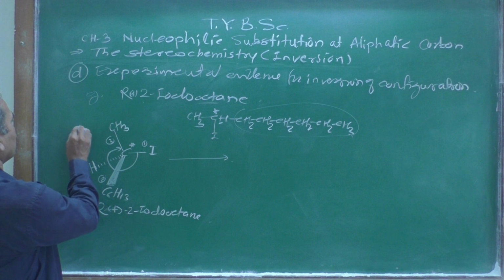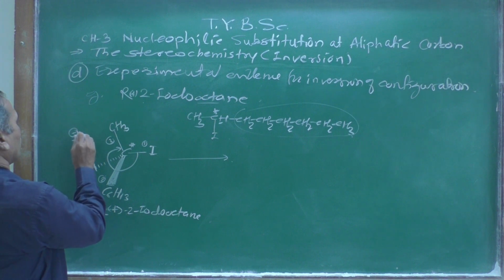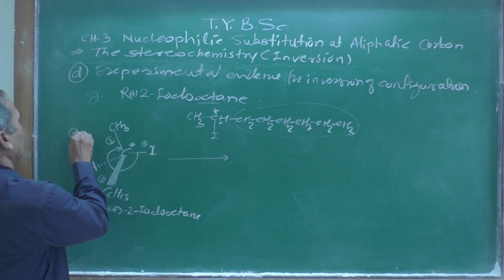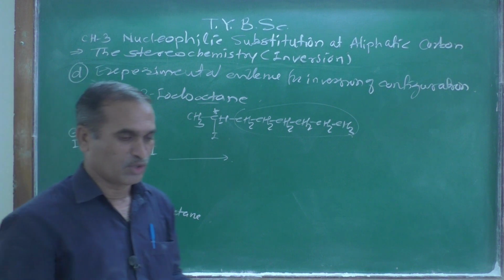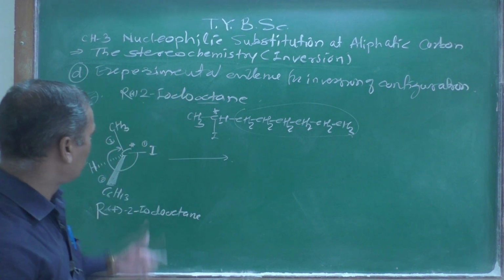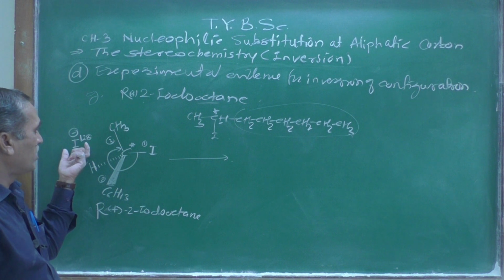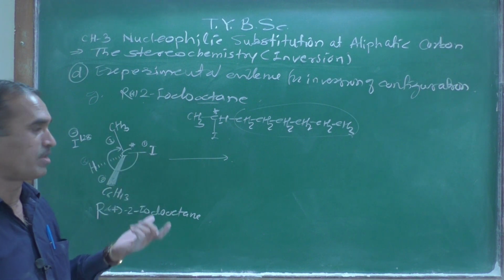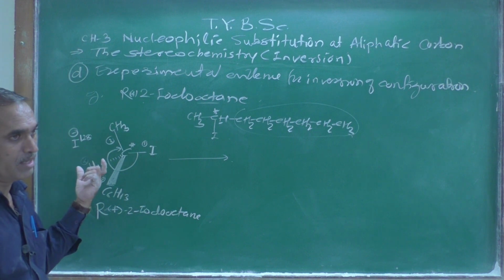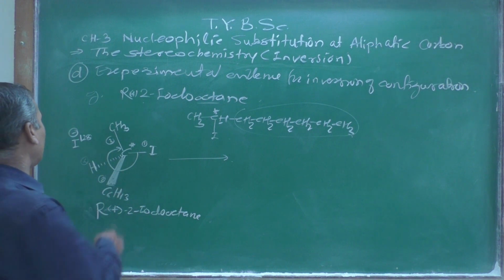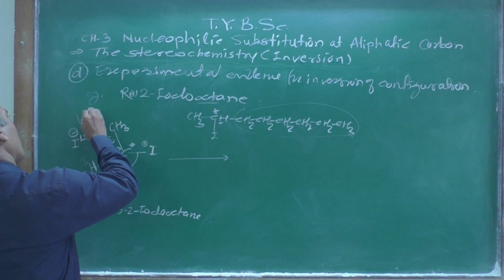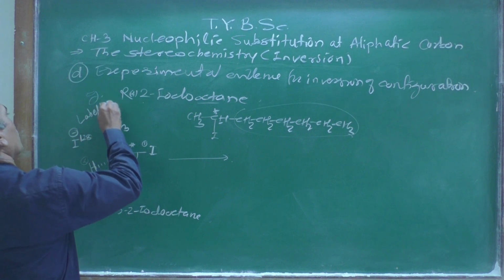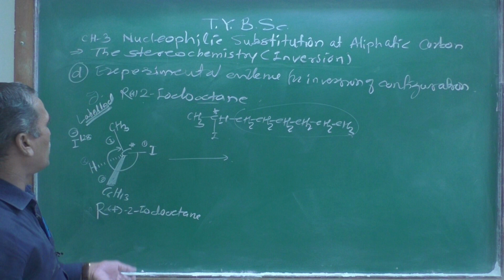Now there is this one, labeled iodide 128. As we know, it is heavier than normal iodine. Normal iodine is 127, it is a lighter element. This is known as labeled iodide. This is the experiment carried out.